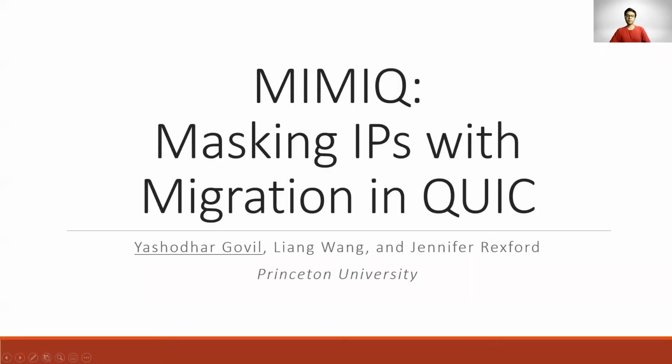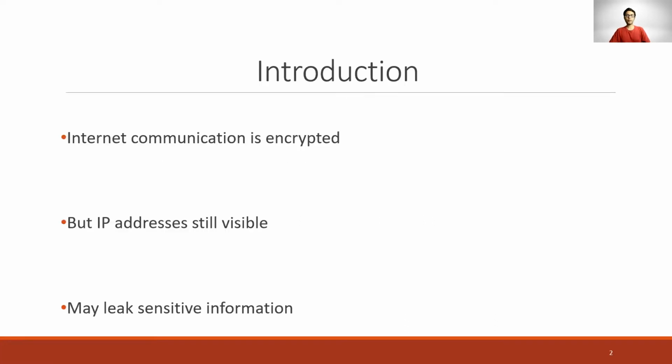Hello everyone, and welcome to our presentation of a new privacy-first system designed to provide anonymity by mimicking your IP address. Nowadays, almost all communication over the internet is encrypted, but IP addresses are still visible to eavesdroppers and may leak sensitive information. An adversary might use this information to identify clients, to build profiles, or even censor content.